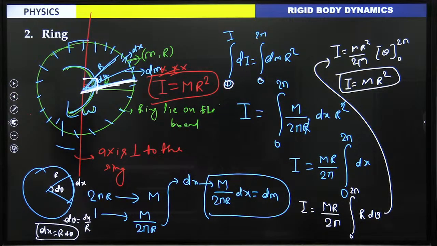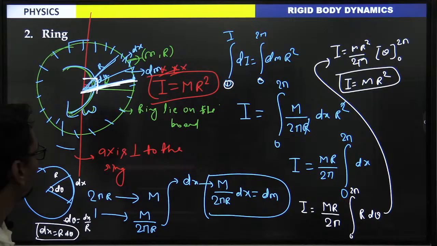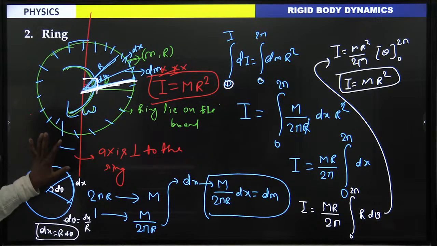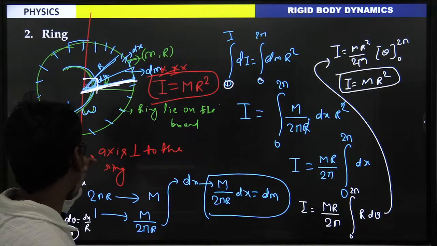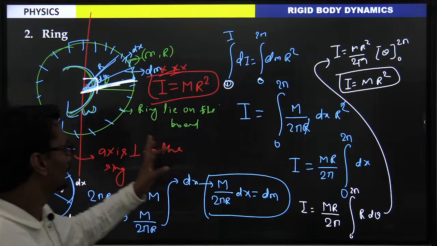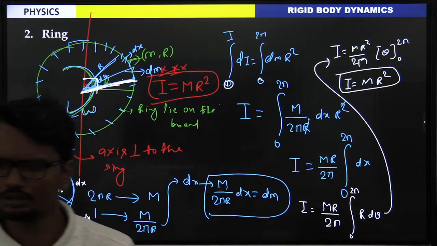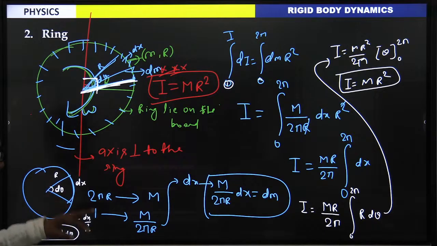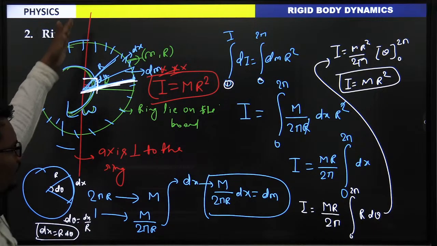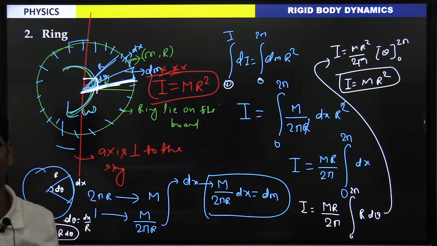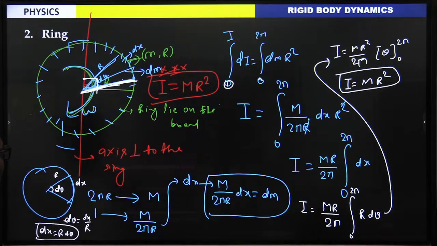Now we have added the slide. You can look here, this is the ring. We have been able to find the moment of inertia of the ring about the axis which is passing perpendicular through the center of the ring. Now in the incoming lecture we will find the moment of inertia along the diameter of the ring. Clear?